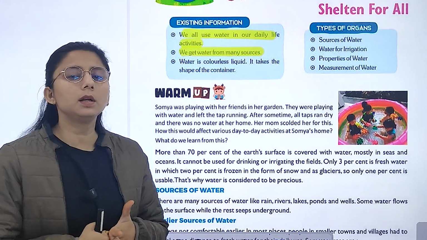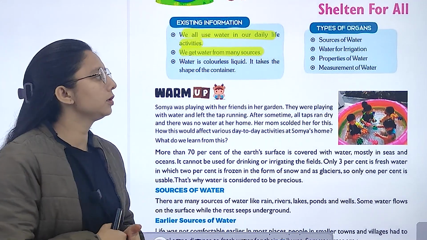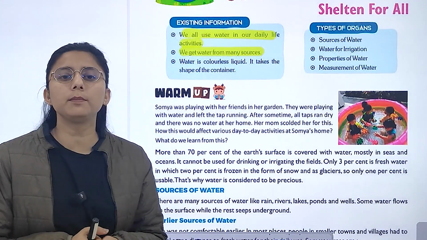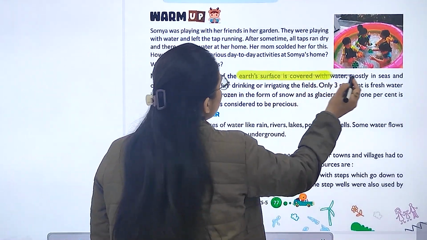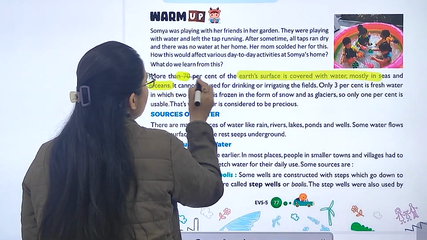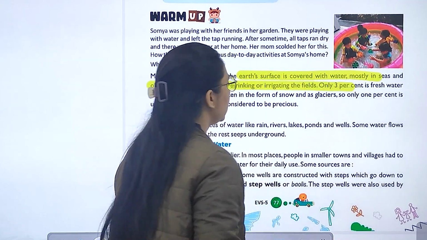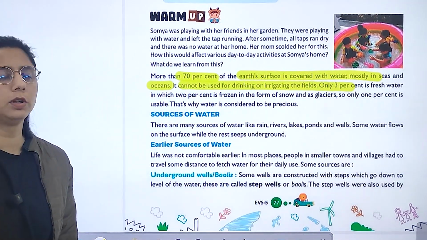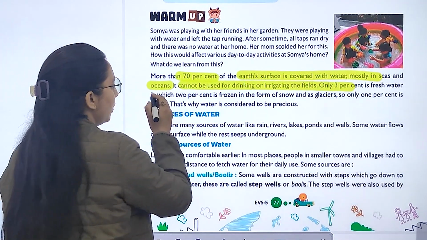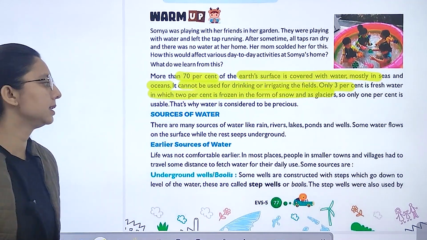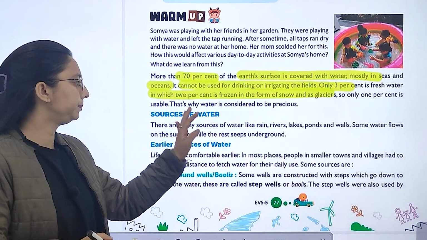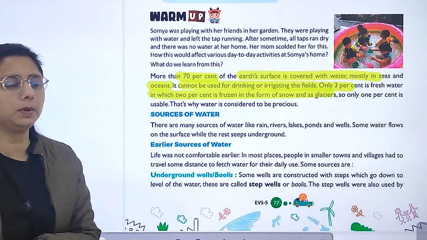So in this chapter, I will tell you about sources of water, water for irrigation and properties of water. More than 70% of the earth's surface is covered with water, mostly in seas and oceans. It cannot be used for drinking or for irrigating the field. Only 3% is fresh water, in which 2% is frozen in the form of snow, as in glaciers. So that is why water is considered to be precious.